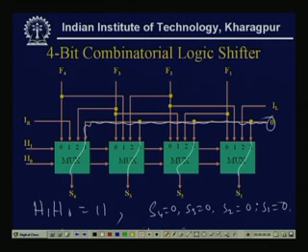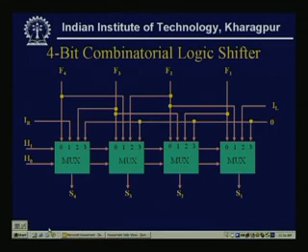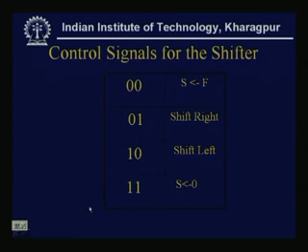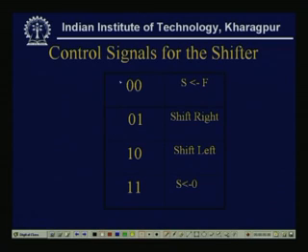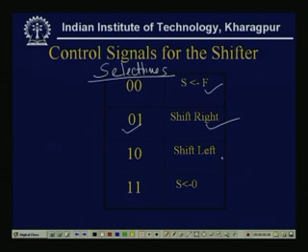So, what we see is that there are 4 combinations. If my select lines are 0 0, the inputs are passed to the output. For 0 1, it shifts right the 4 bits. For 1 0, the 4 bits are shifted left. And if it is 1 1, then it is a reset type of thing, all outputs become 0. So, this is one design of the shifter.